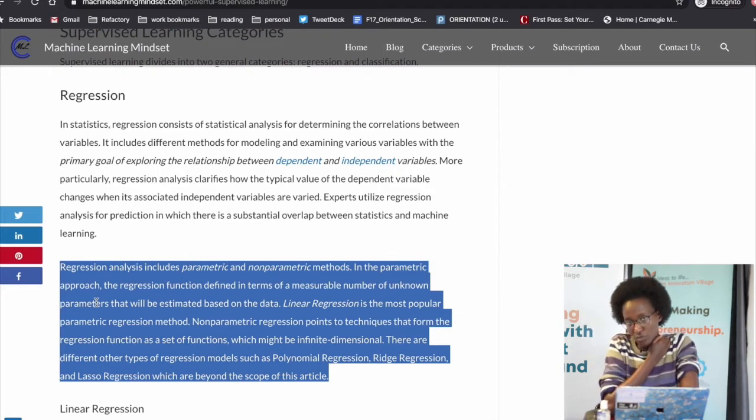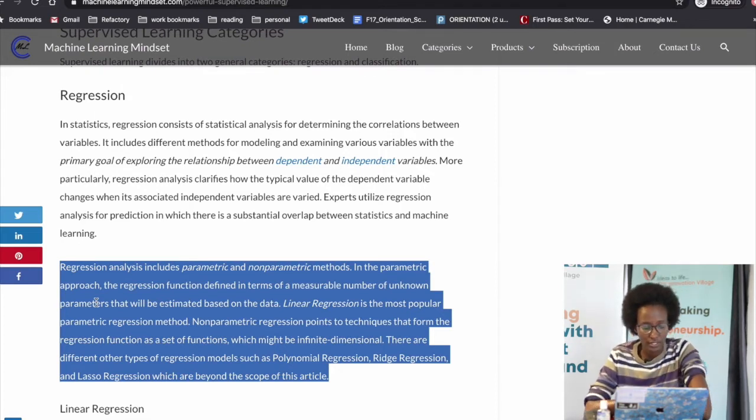So also, I'm not going to delve deep into the different kinds of regression. I'm going to look at the popular ones, but here they're just trying to introduce you to the concept of the parametric and non-parametric methods. Okay.